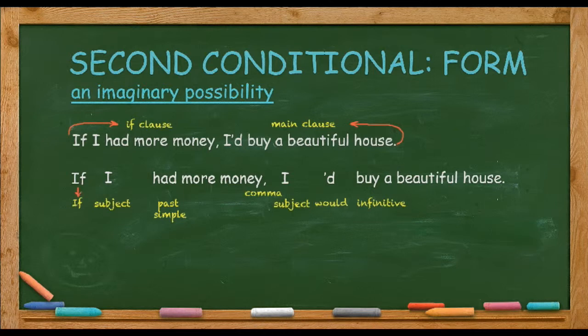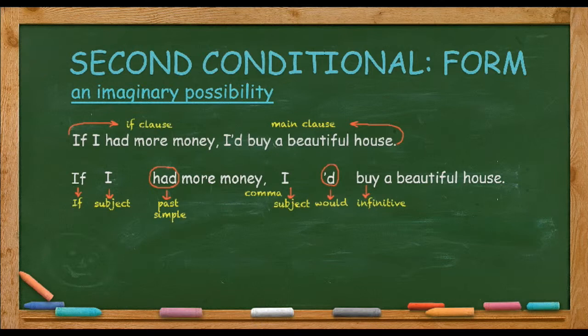The sentence begins with if. Next is the subject, I, and then the verb had in past simple. In the main clause, I is the subject. Next we have would, apostrophe D, the short form, and buy is in the infinitive.